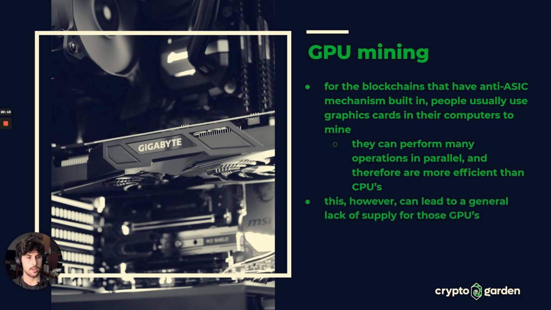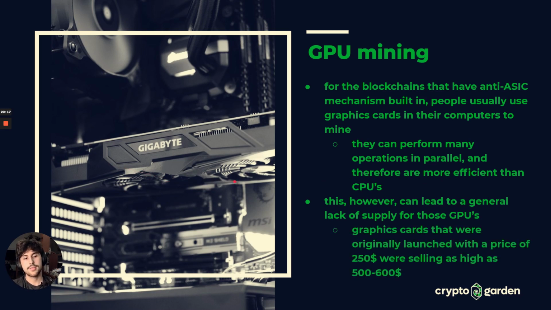Okay? However, this can lead to a general lack of supply for those GPUs, for those graphics cards. Graphics cards that were originally launched at a price of $250 were selling as high as $500 to $600 when the cryptocurrencies were at their peak. Okay, because everyone was buying and there was not enough to sell, and they cannot just make more, because the parts that are used to make the graphics card are very, very hard to come by. It requires a lot of work.